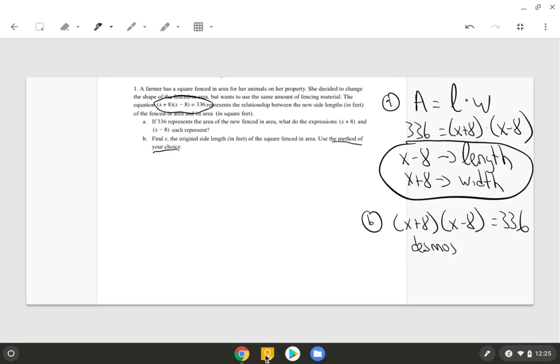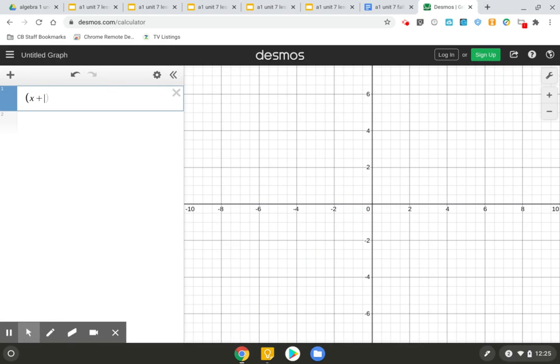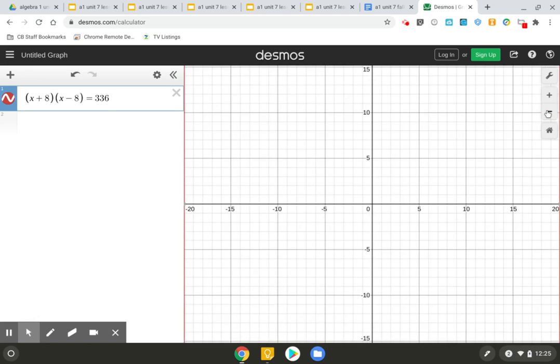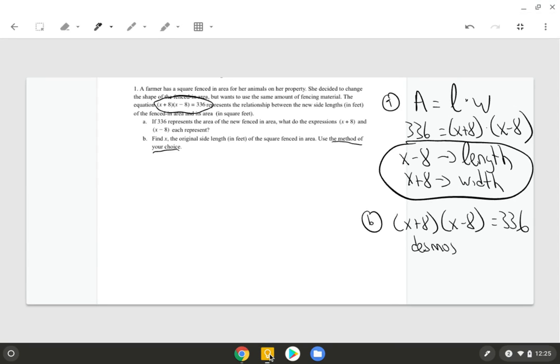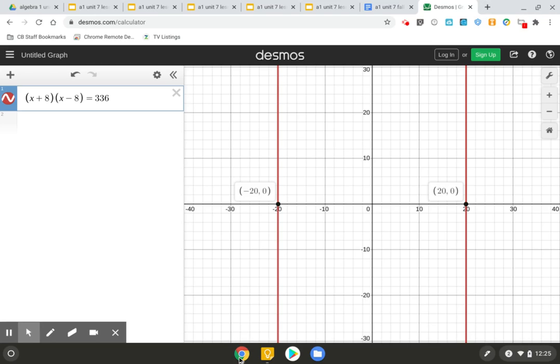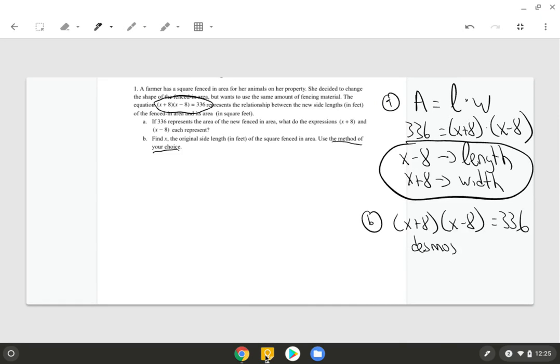And my equation is (x + 8)(x - 8) = 336. Okay. Now I don't see anything right away, so I'm going to have to zoom out. So notice I get x = -20 and x = 20. Now, considering we're talking about the side length of a square, which one do we think is the actual answer, the negative answer or the positive answer? Obviously, the positive answer. So according to Desmos, the answer would be x = 20.